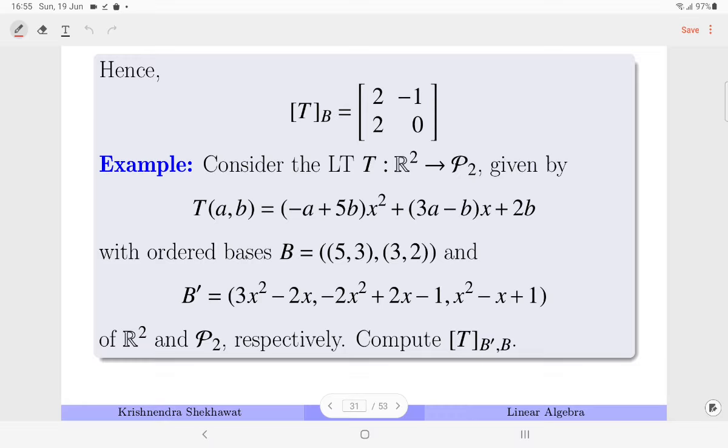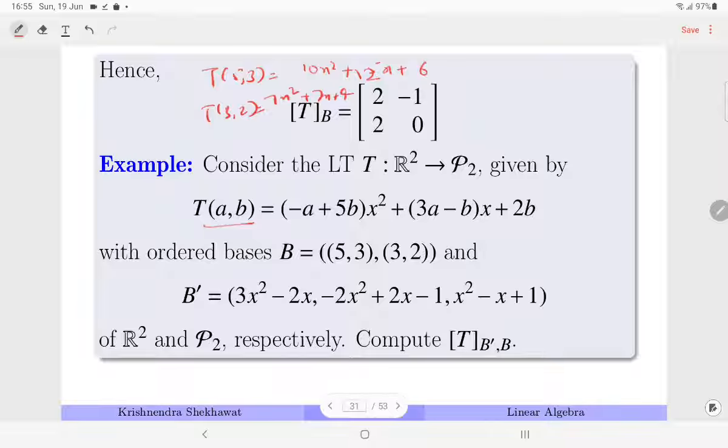Here B and B dash are given and I have to compute T_B'B. To compute T_B'B, I first need T of V1 and T of V2. So T is given. So T of V1 is T of (5, 3) and T of (3, 2). If you substitute the values here, you will get 10x squared plus 5x plus 12x plus 6, and this is 7x squared plus 7x plus 4.